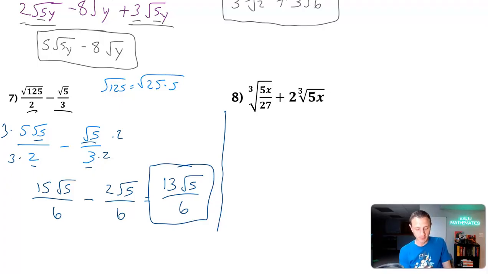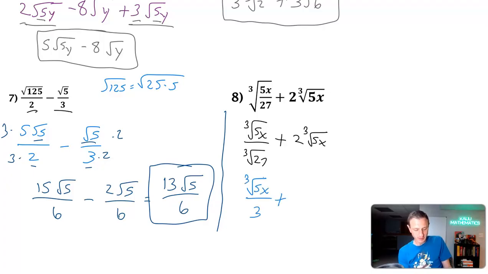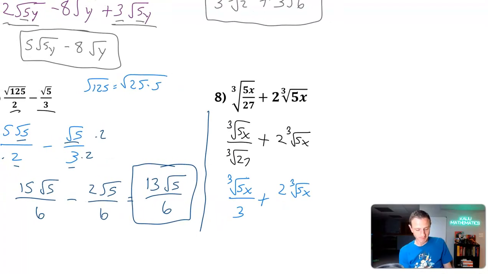So on this one, what I would do is I would first take the cube root of 5x over the cube root of 27, just to see if maybe we'll have some help there. Because when I do that, I have the cube root of 5x over the cube root of 27, which is 3, plus 2 times the cube root of 5x. I know I'm getting close to my camera there, so I'm trying to avoid that.